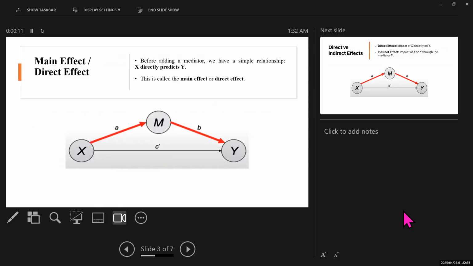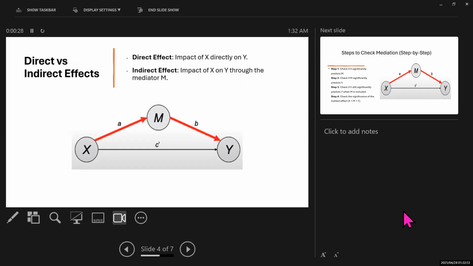So we want to understand what is the meaning of main effect or direct effect. Before adding the mediator, we have a simple relationship, that means X directly predicts Y. This is called the main effect or direct effect. Now let's understand the direct effect versus the indirect effect. Direct effect is X directly on Y, and the indirect effect is X related to M and M related to Y.